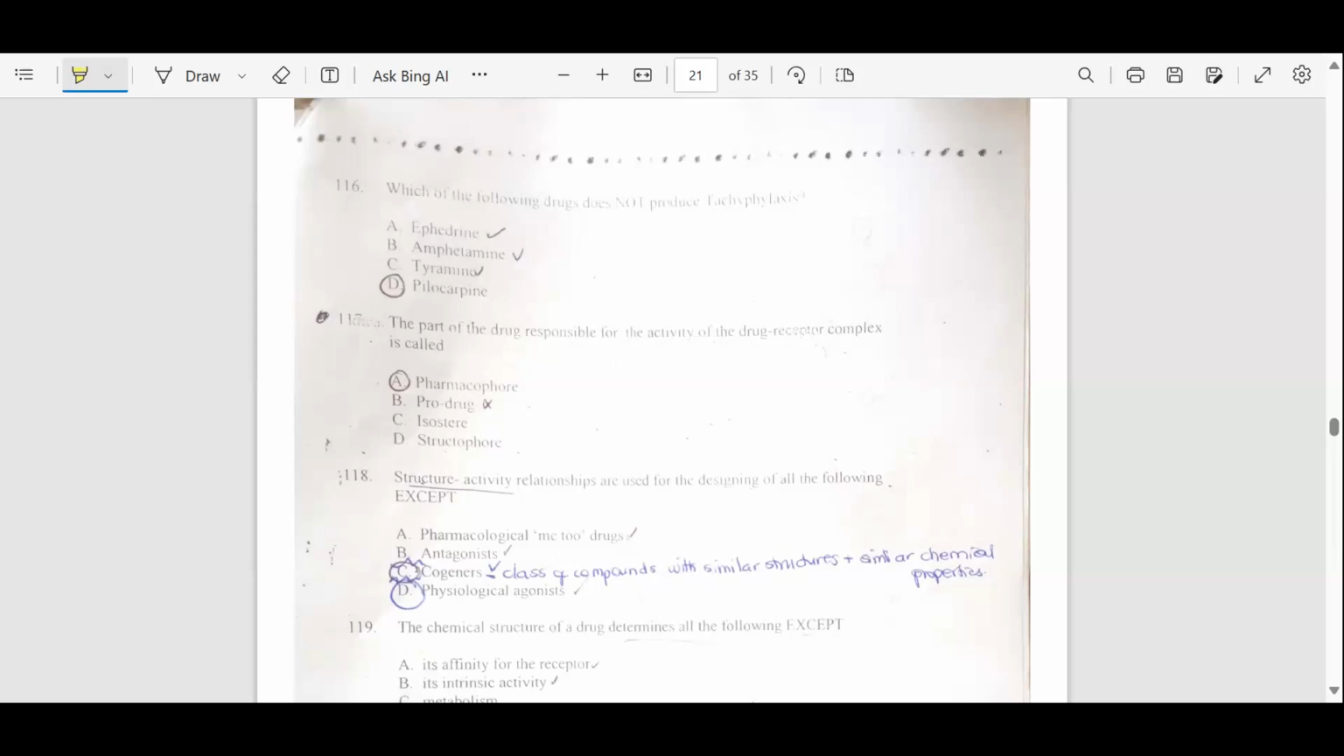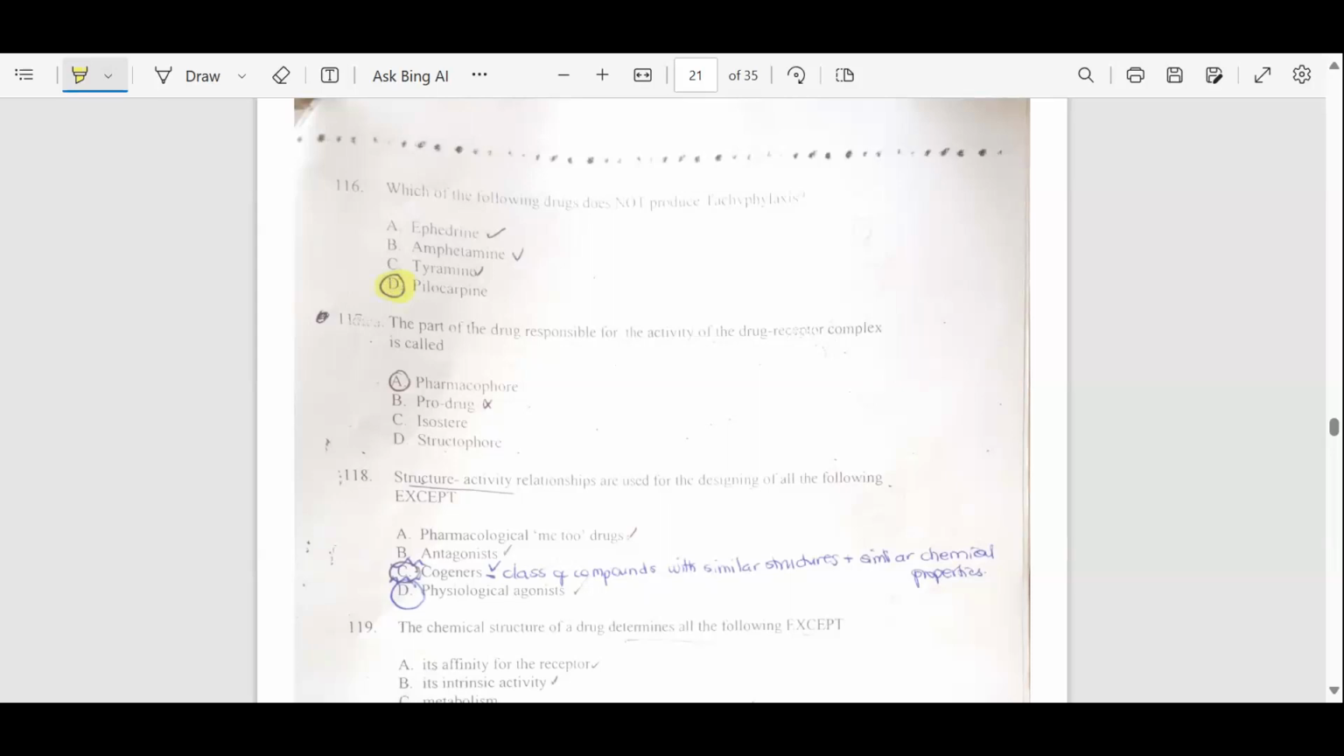Which of the following drugs does not produce tachyphylaxis? We have ephedrine, amphetamine, tyramine, and pilocarpine. So on that note, Spiderman, you can tell us the answer for 116. I think it's pilocarpine. Do you think, Ama, you know that's the answer? Be confident, yes. Just my opinion.